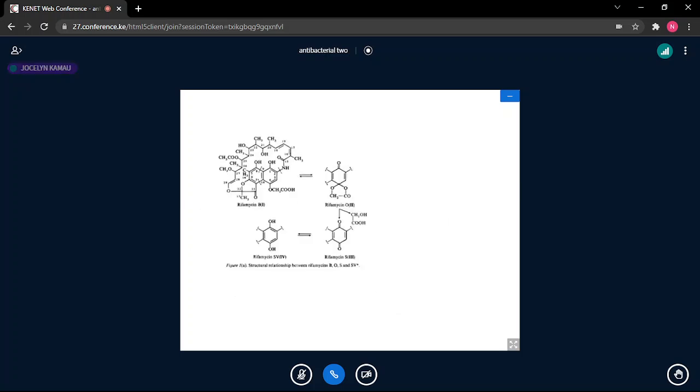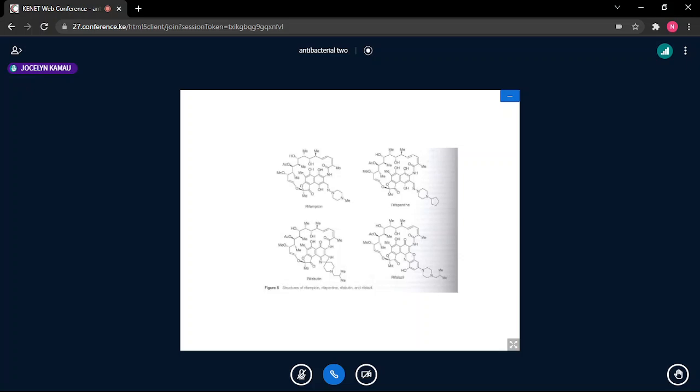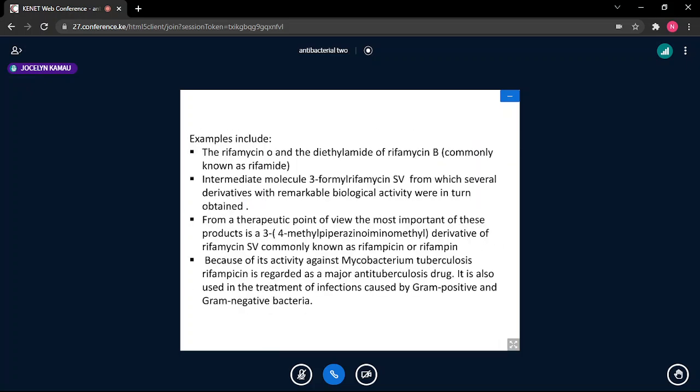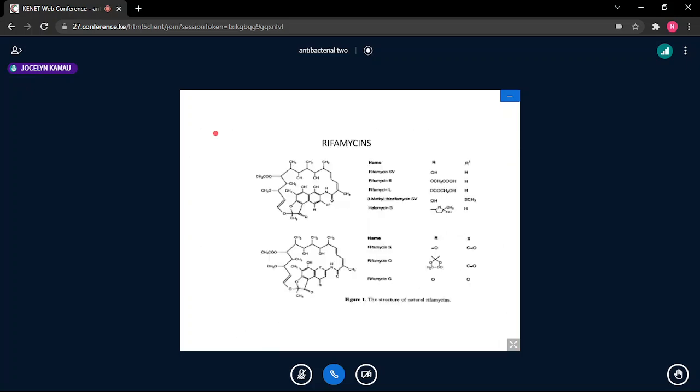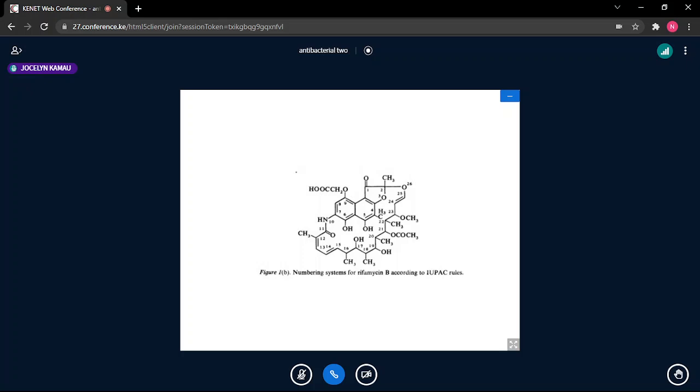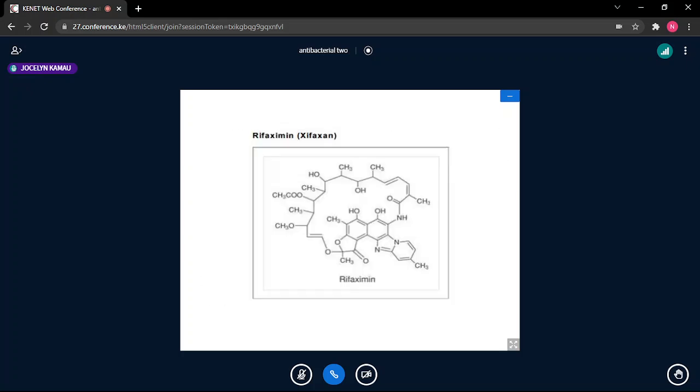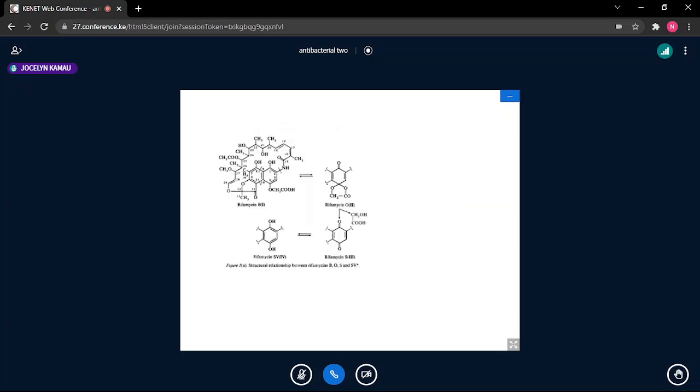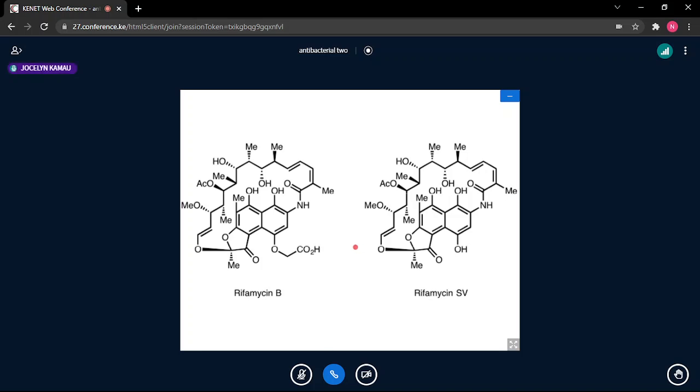Rifamycin B, okay. Let's see what we gave as a structure. I don't want us to confuse. Rifamycin B, yeah, it's correct. It's the one which has the glycolic moiety. So these are the structures now. For rifamycin B, this is the group.